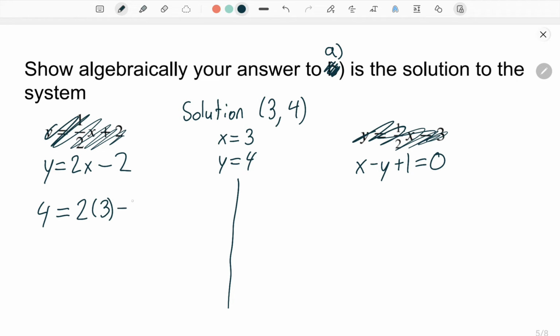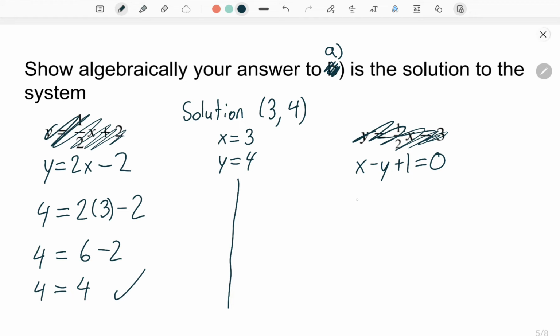So you'll have 2 times 3 minus 2. And when you solve this, or you're not solving it, you're just doing the calculations here, 6 minus 2 will give you 4. So 4 equals 4, so that equation is correct. So that means that is a point on that line.